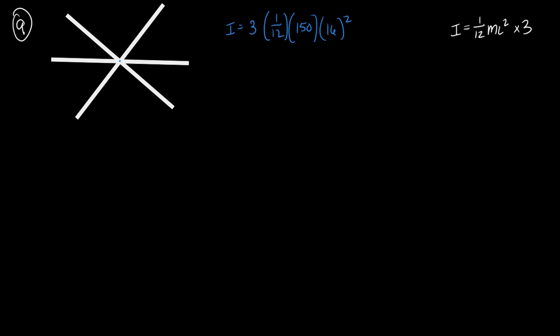So 0.75 times 150 times 16 times 16. It'd be 1/4, wouldn't it? 3 times 12. Okay, 1/4. So 0.25 times 150 times 16 squared. Wow. 9600 kilograms meters squared.